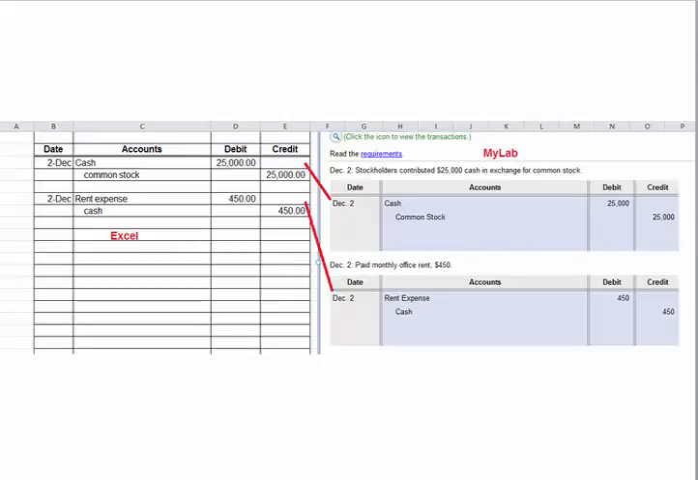Now, note what you did in MyLab on the right and how those same journal entries look in Excel on the left. See, you may not have used Excel when you did your MyLab work, but you did the exact same journal entries.